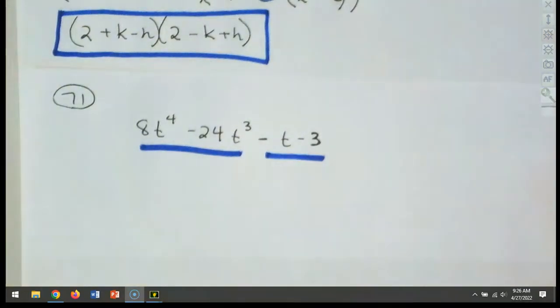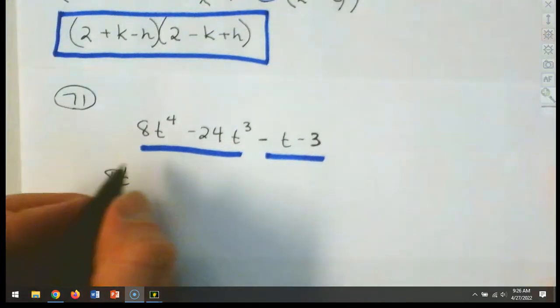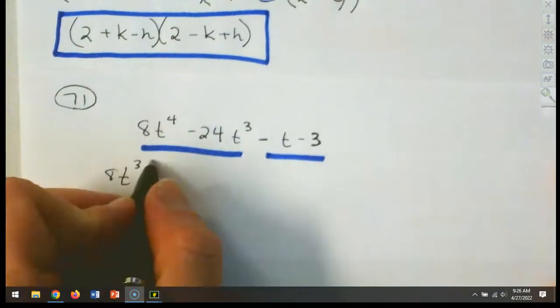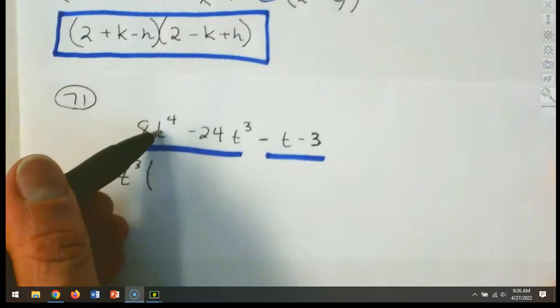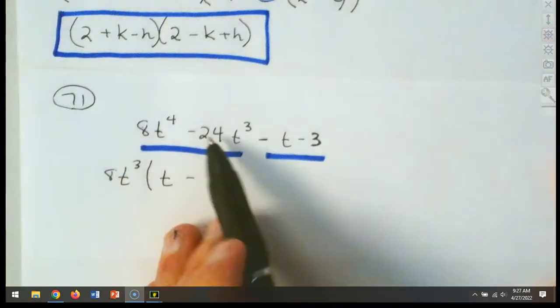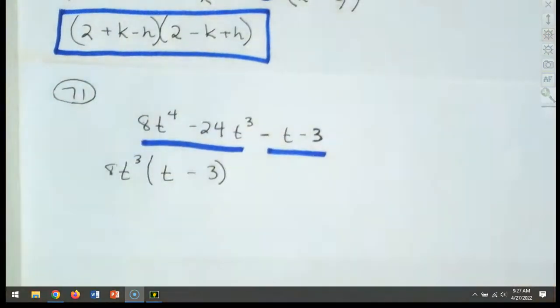So let's take out an 8t cubed out of the first 2 pieces, because that'll take care of our variables here. And 8 divided by 8 is 1. We've got 4 t's. Take out 3. That leaves you with a t. 24 divided by 8 is a 3. Okay. So that goes there. Now what do we have next here?